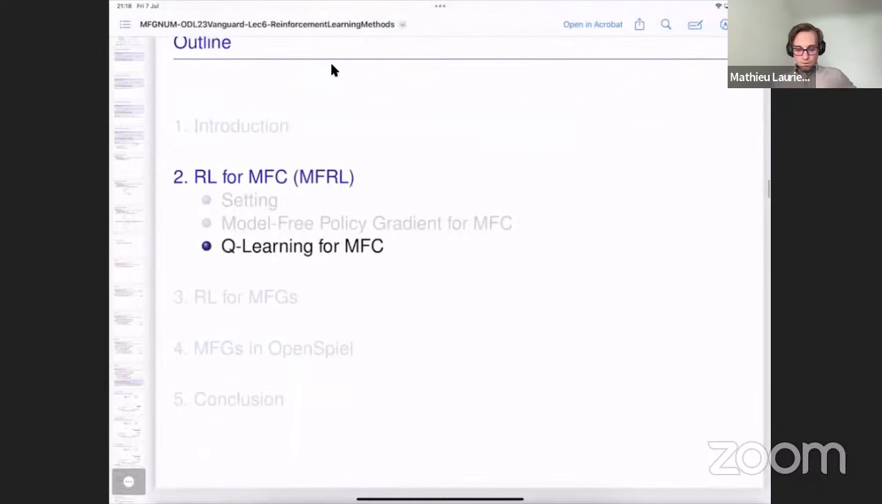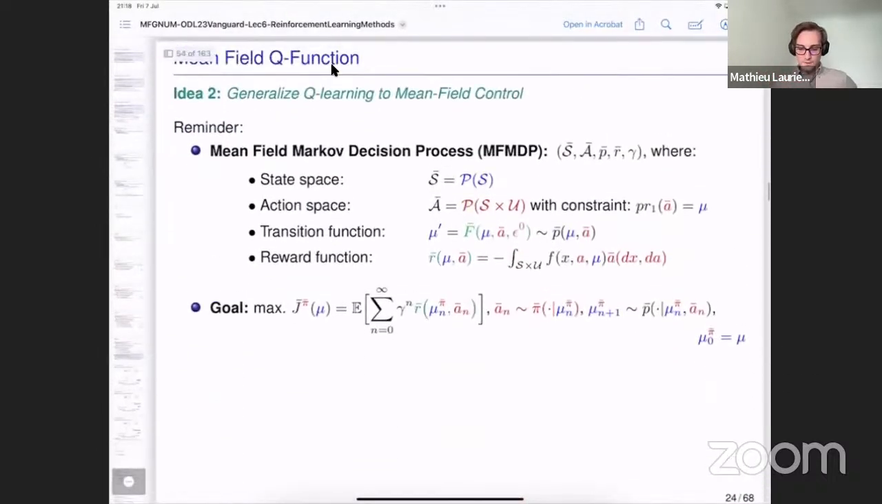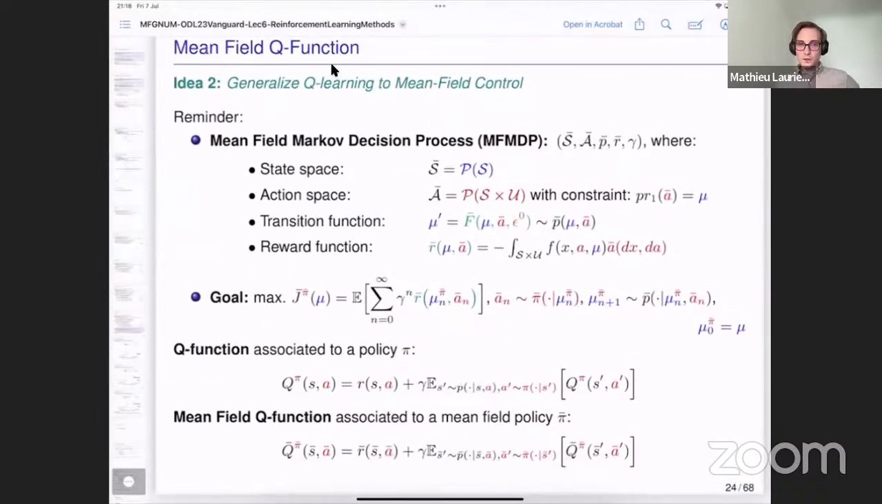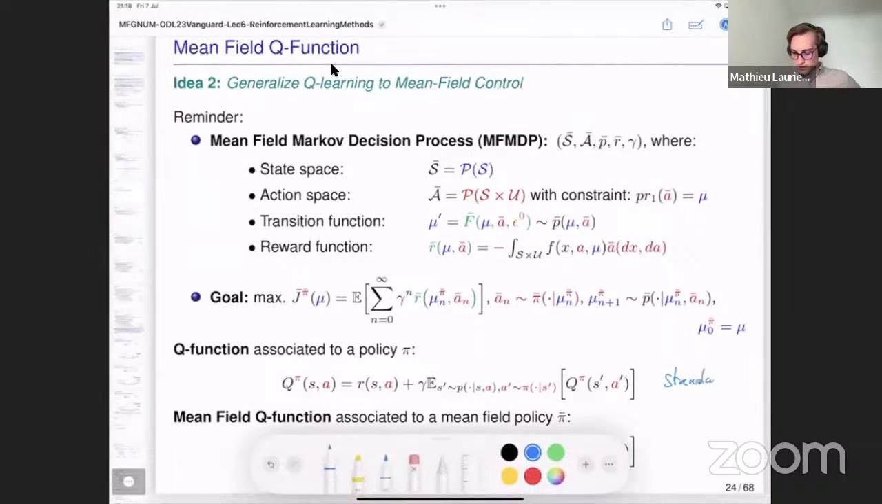All right, so Q-learning now. The goal is to learn the value function, and that's why we did this dynamic programming principle, right? For policy gradient, we don't need dynamic programming. We directly aim for the minimization of the cost or the maximization of the reward, if you want. So here, I just rewrite the mean field Markov decision process. And the idea is you can introduce a Q function. For standard reinforcement learning, this is standard RL, and this is for, let's say, mean field RL.